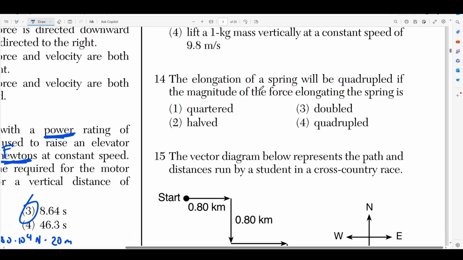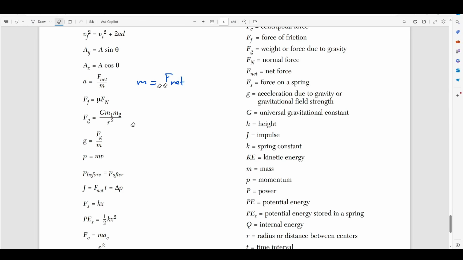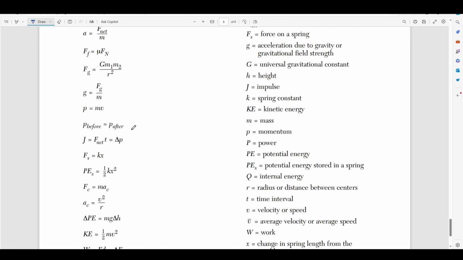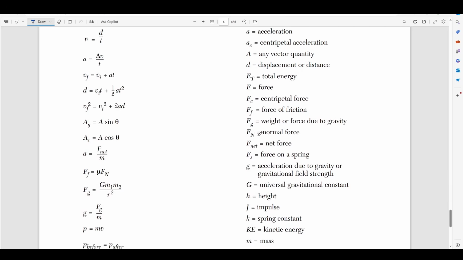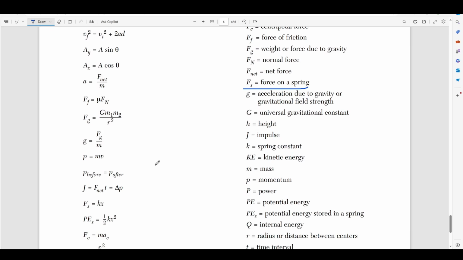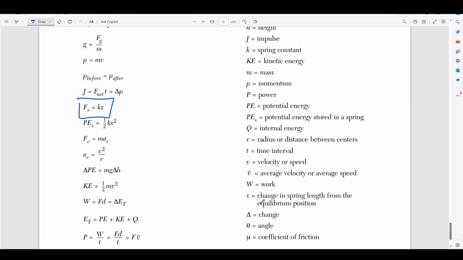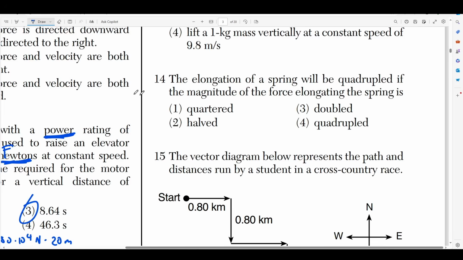So number 14 says the elongation of a spring would be quadrupled if the magnitude of the force elongating the spring is what? So here we're talking about the force on a spring, and that's going to be located in your reference table, right? And we're going to see where we can find that. So we're going to be looking at Fs, and here S is representing, if you didn't know that, force on a spring, and here I see Fs. So Fs is equal to k times x. What is k equal to? Well, x is the change in the length, and our k, you can find it, is our spring constant, right? So the force on a spring is equal to kx.